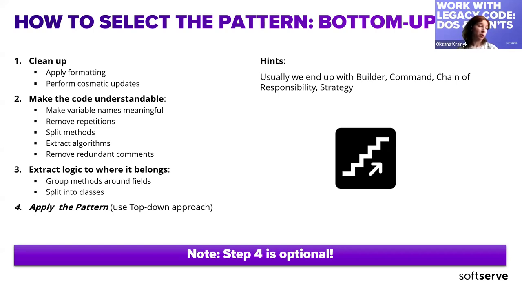So this is where you have to make a decision whether you want to add additional formality to the solution at hand, like go ahead and actually try and apply the pattern. In that case, just go back to the previous slide and use the top-down approach. Or you may decide to leave it as is. The state of the code currently is already much better than the one you started from. So that's already a win. So just again, step four is optional. The main goal of working with the bottom-up approach is to try and understand what's going on.